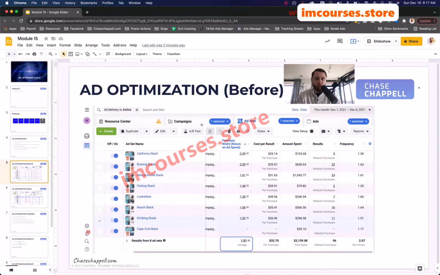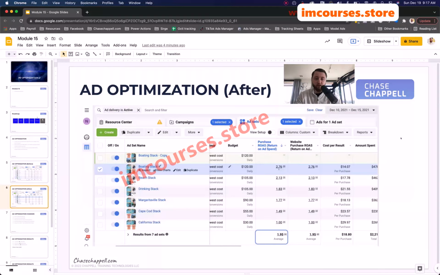But there were some promising results here because we saw that there were a few ad sets that had a 2x ROAS, which we know means there's some opportunity for us to optimize and get the account up to that number. And so after we made those changes and we gave it some time to optimize, you'll notice that the return on ad spend took an increase. It went from a 1.5 to a 1.95.